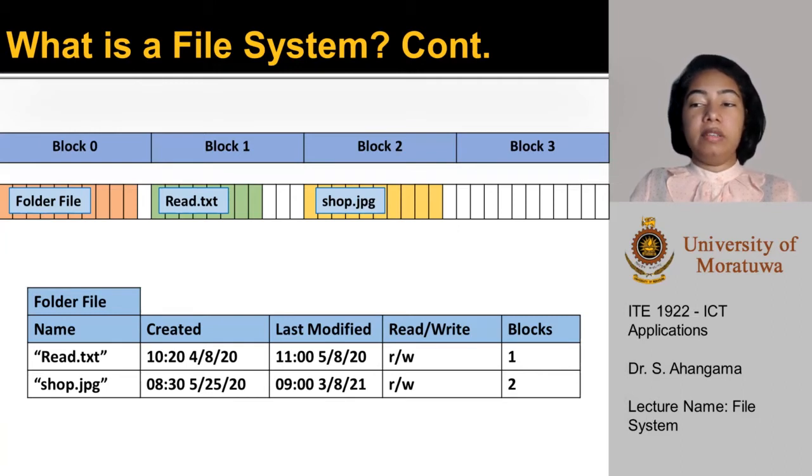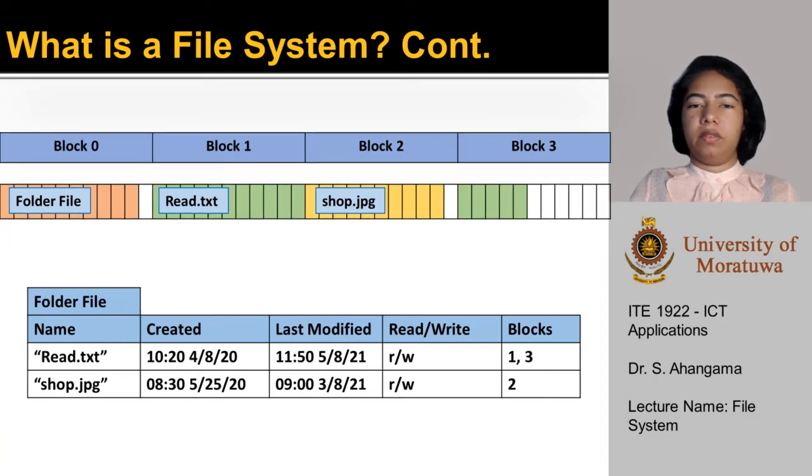Similarly, all of this information is saved in a file system. It keeps track of file names, sizes, and positions, as well as set the block size and fragment information. For example, if the read.txt file is updated and if there is insufficient space in block 1, it will be saved in a different block with free space.